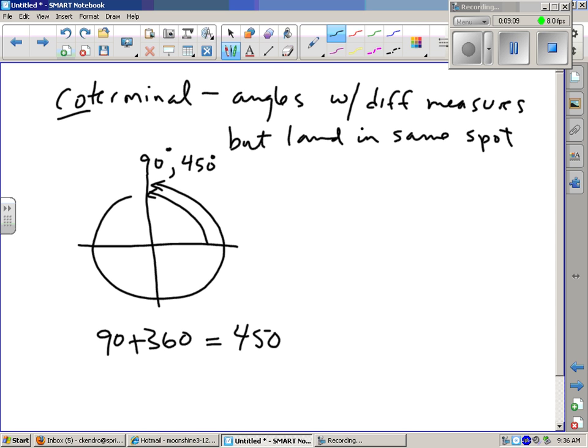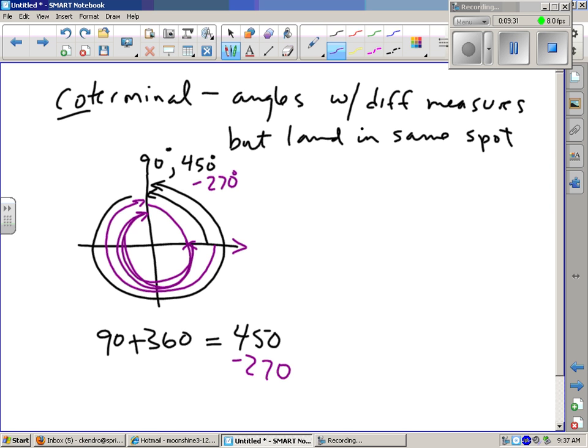I could go in the other direction, 360, and from here, that way is negative 270. So negative 270 would be another name for that angle. If you're starting here on the x-axis and going this way, that's 3/4 of the way, which is 270. So 90, 450, and 270 are all the same spot, but they all have different names.